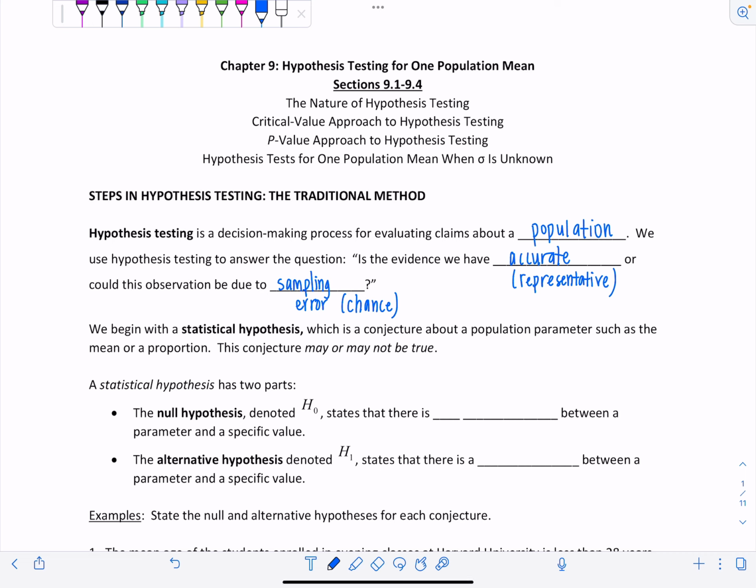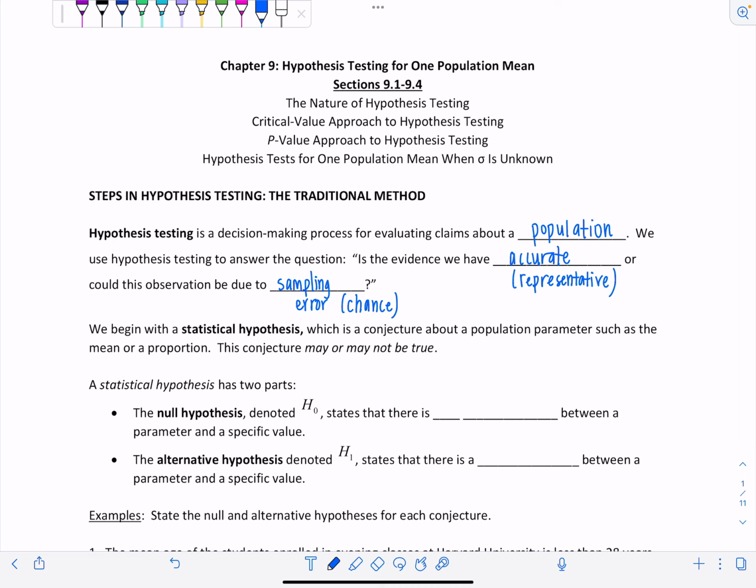Okay. So basically we know that when we're trying to collect information about a population, it's often impossible to do so. We can't have a census and pull every member of the population. So we get a sample and we want to know how good of a job this sample represents the population, or is there too much sampling error for us to make any sort of claims or inferences about the population. So there's a set process for how to test whether or not these claims can be supported or not. We begin with a statistical hypothesis.